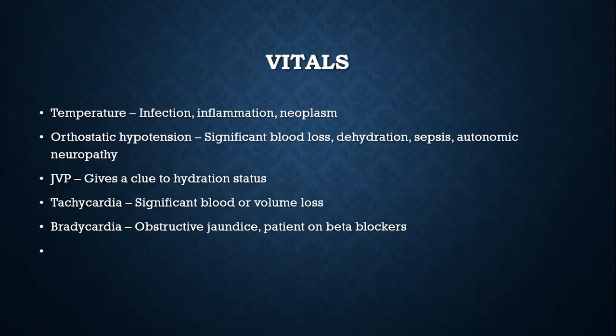So vitals. A patient with GI symptom and elevated temperature means he's having some infection, inflammation, or a neoplasm. A patient with a GI symptom with orthostatic hypotension signifies significant blood loss, be it an external loss or an internal blood loss, severe dehydration, sepsis, or an autonomic neuropathy. Looking at the JVP can give a clue to the hydration status. A patient with severe bleeding will have a low JVP. A tachycardia with the GI symptom again suggests a significant blood loss or volume loss.